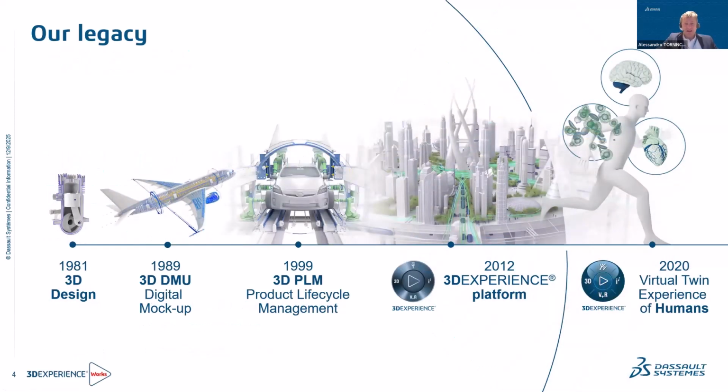So the first phase is called digital mockup. It started when Dassault Systèmes was founded. Actually, it's a branch of Dassault Aviation that used software to do 3D design. And in 1981, we started to release software known as CATIA to do the representation of mechanics in 3D. So we started with Dassault Aviation, and then it became software that was commercially available.